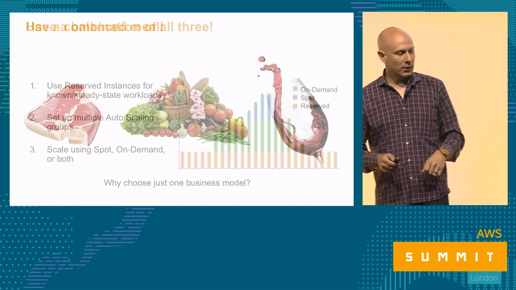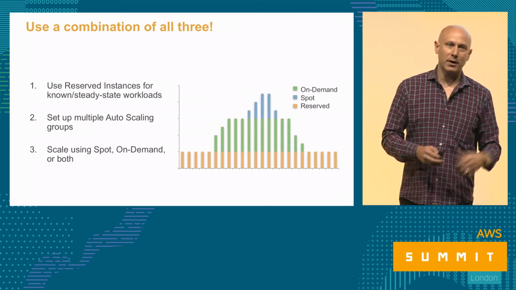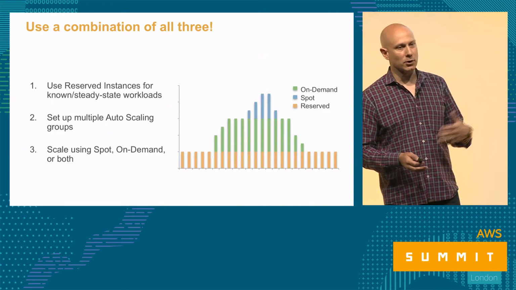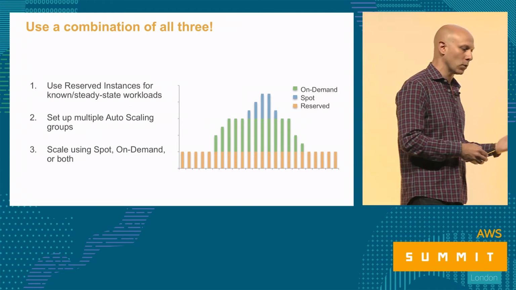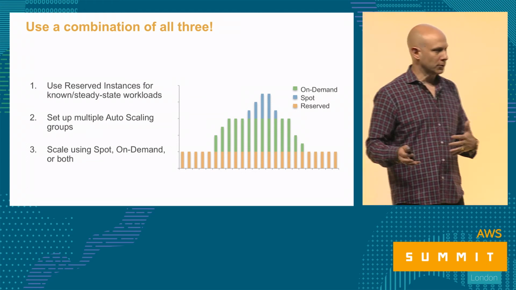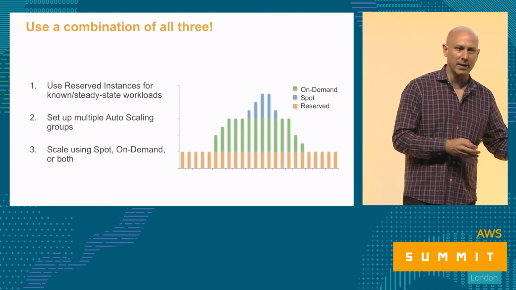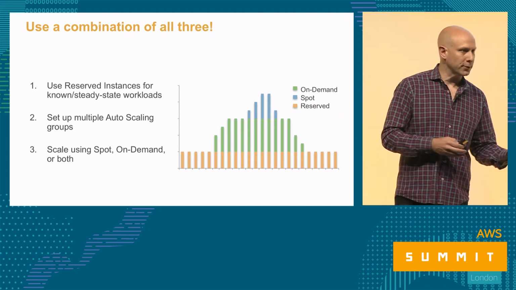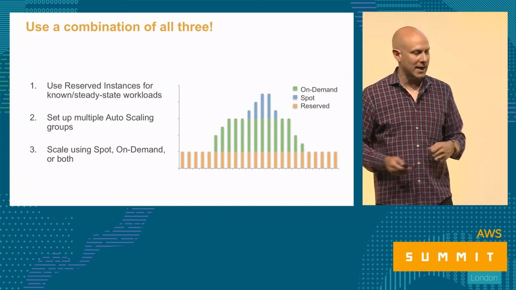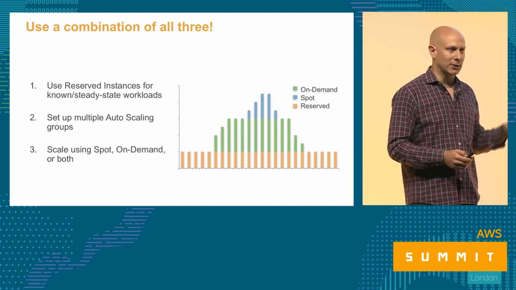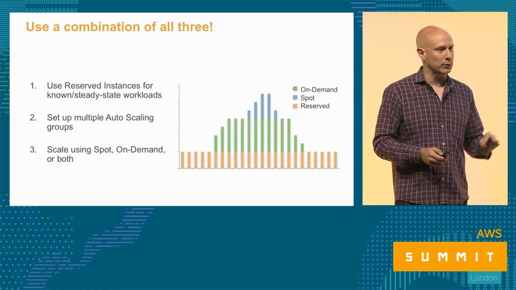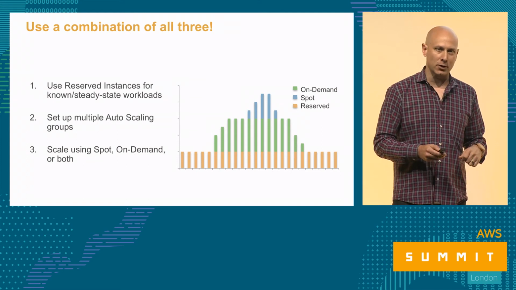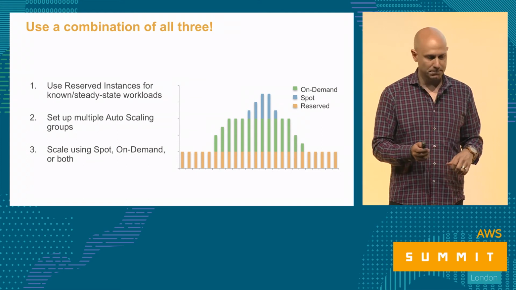Yeah. You're not going to choose just one business model. You're going to mix them all together. So you're going to use reserved instances for your known and steady state workloads. You can set up multiple auto-scaling groups to mix between reserved and on-demand or Spot. You can scale up using Spot, on-demand, or both, depending on your application. And I'll go into exactly how that works. Your graph might not look exactly like this, but this is the most powerful tool for you for optimizing your cost and performance on AWS.